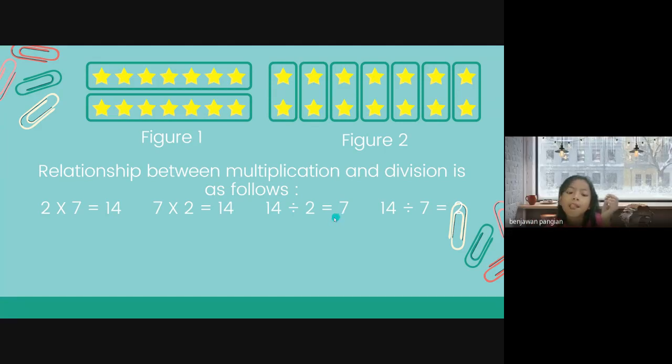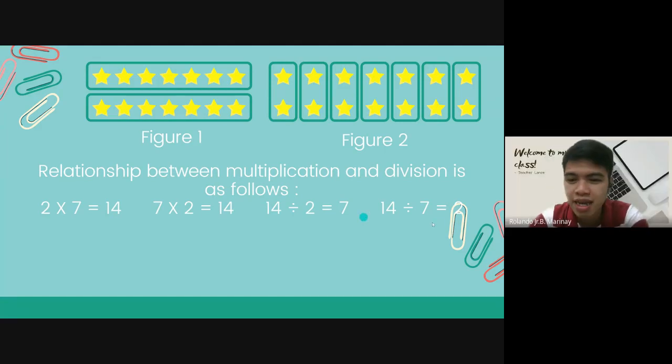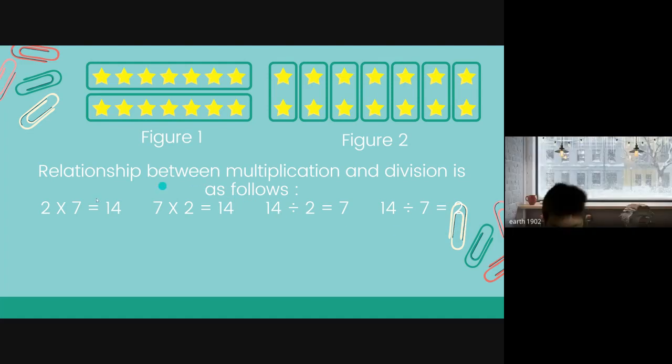7. Very good. Gun, 14 divided by 7 equals? Oh, gun has no microphone, right? Earth, 14 divided by 7 equals? 2. Okay. So we have here 3 numbers.